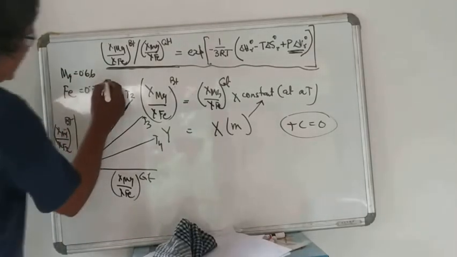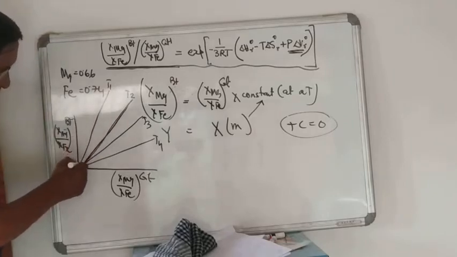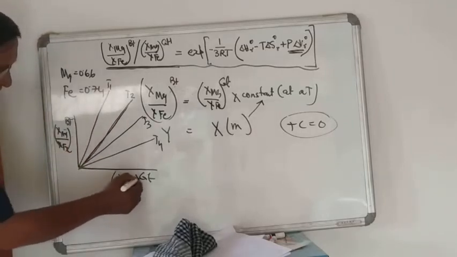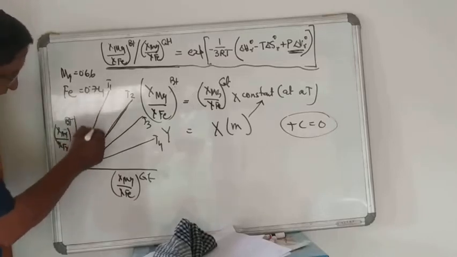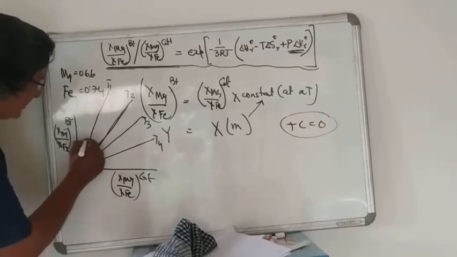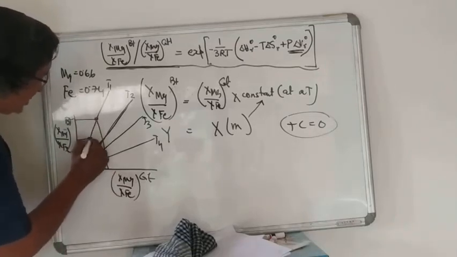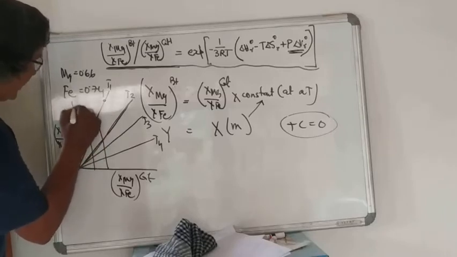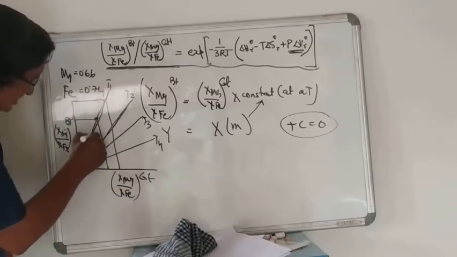So if you take T1, then all your plots should lie. If you plot XMg by XFe garnet versus XMg by XFe biotite, it should lie on this line. But it could lie everywhere. So you can have a point here, you can have a point here, you can have a point here. But the important point is they will have the same slope.